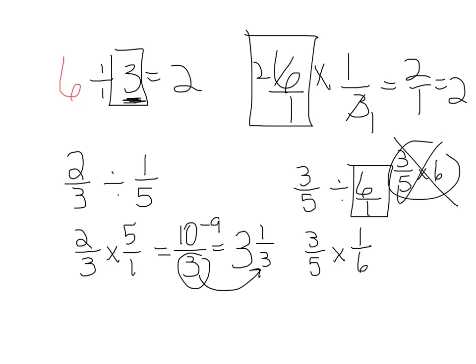Go ahead and cross simplify. 3 and 6 share 3, divide by 3, divide by 3. Multiply across the top, across the bottom. Do I need to simplify? No, final answer. All right, so that's what happens when you are dividing a fraction by a fraction or dividing a fraction by a whole number.